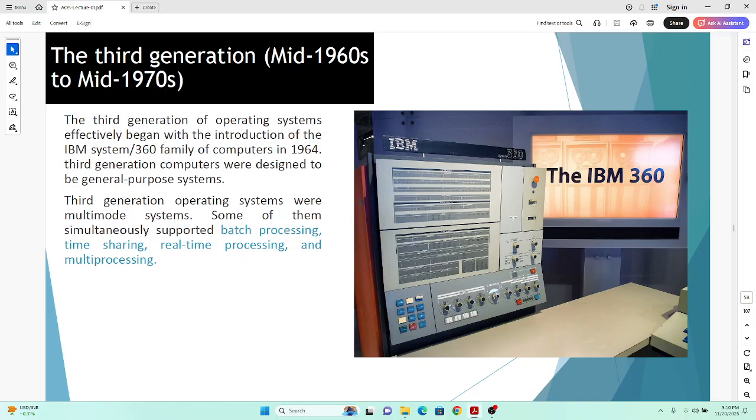And now let's talk about the third generation of operating systems, which began in the mid 1960s to mid 1970s, when we first saw the IBM System 360 family of computers in 1964 that were designed for general purpose systems. They were multi-mode systems and they supported batch processing, time sharing, real-time processing and multiprocessing.